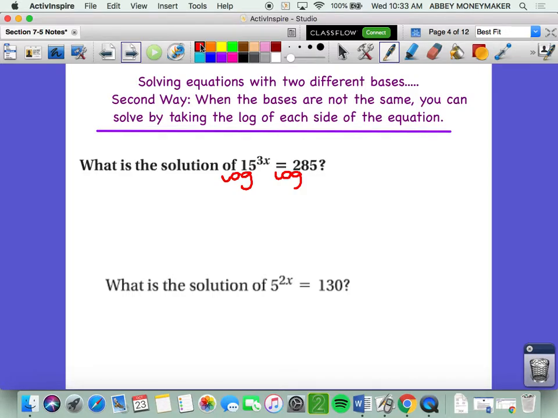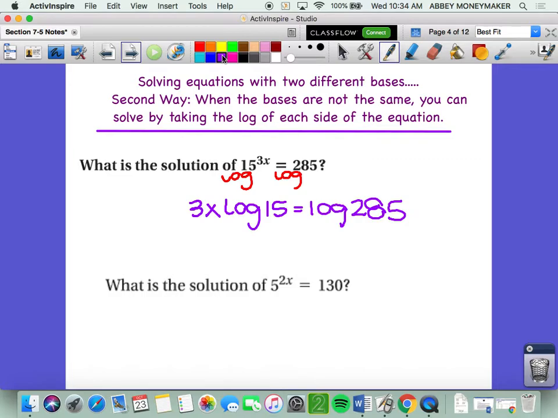Eric, say that louder. The 3x goes to the... Why? That's where the exponent goes. Yeah, it's a power, right? The power property that we learned yesterday says, if you have an exponent, it comes out front. So by putting that log in, I'm able to erase that exponent essentially. So the 3x comes down out front, and you have the log of 15 equals the log of 285. Are y'all with me so far? Yeah. Okay. Put a log in, the exponent comes down out front.